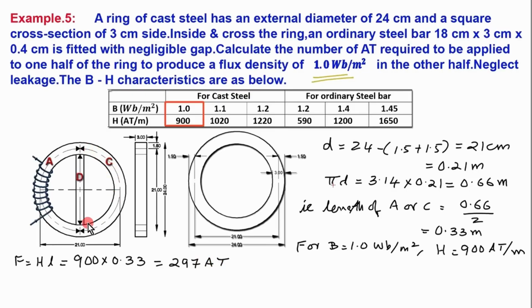As the paths C and D are in parallel, the same MMF is applied across D also. Therefore, for path D, magnetizing force H is equal to F divided by L. See, in path D, the same magnetomotive force F is there. So, 297 divided by the length of path D, which is 18 centimeter, that is 0.18 meter. This is 1650 ampere turns per meter.